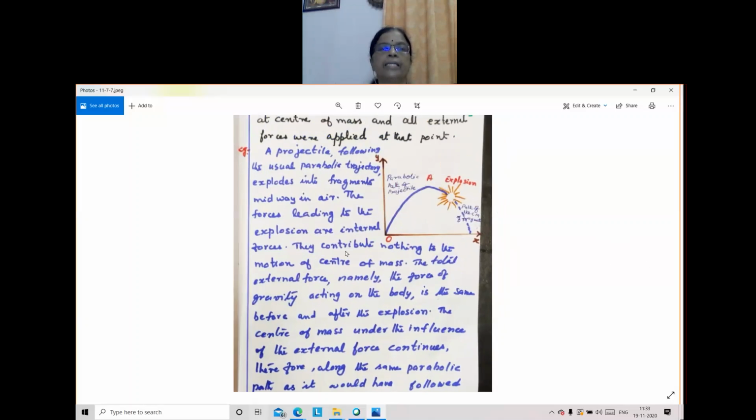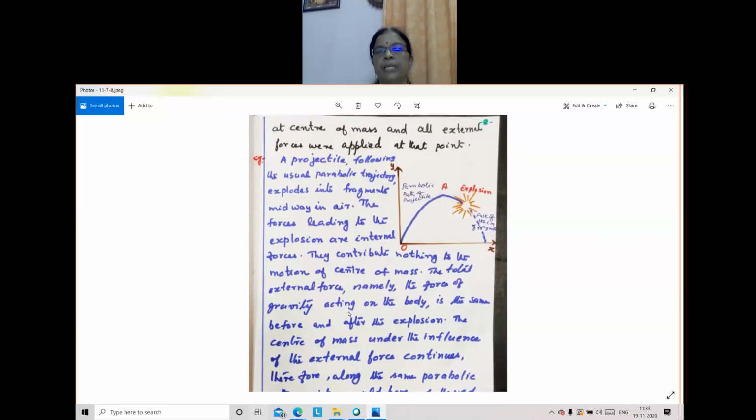And here there is an example to explain motion of center of mass. Here an explosion is taking place. Here it is a firecracker. You can consider that example. So a firecracker. After lighting the cracker, you are throwing it.